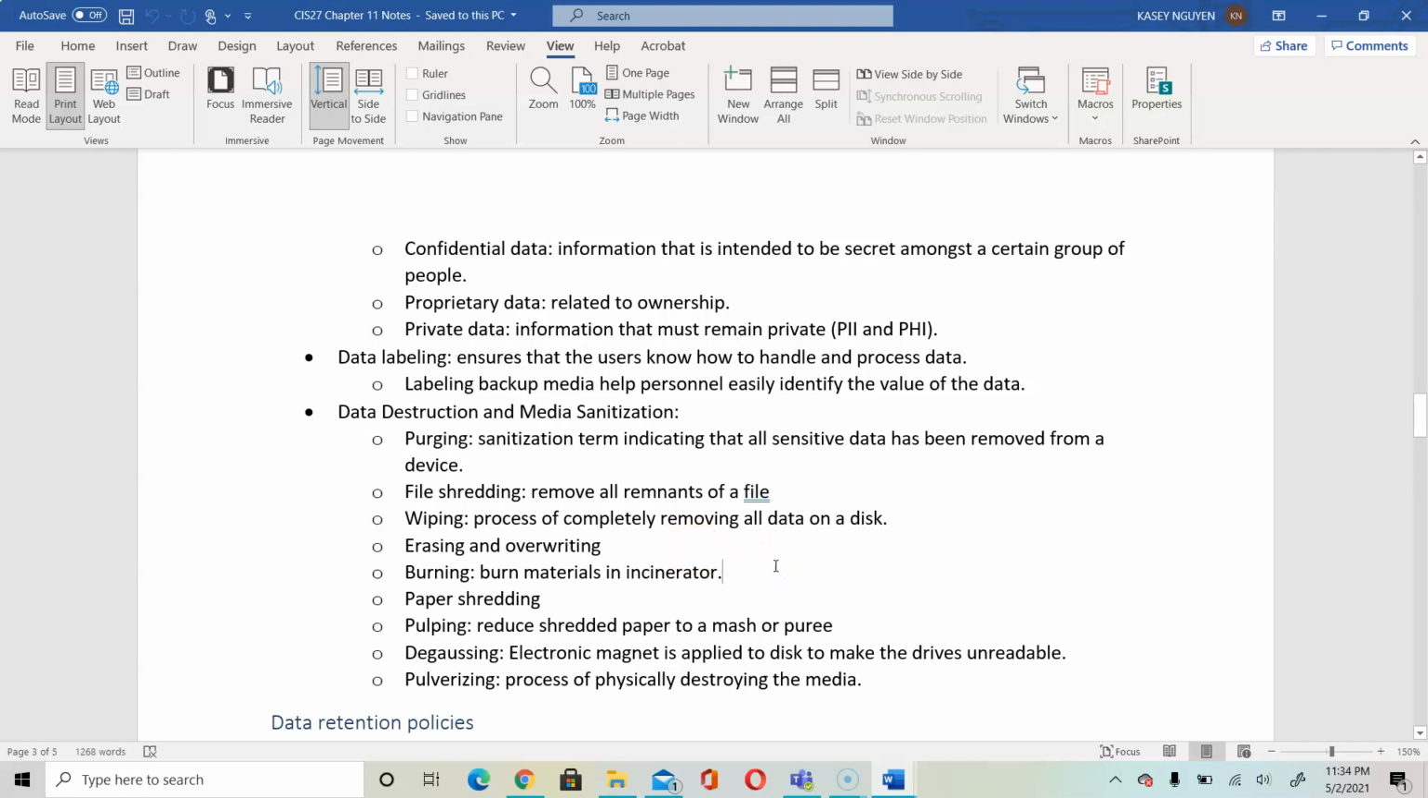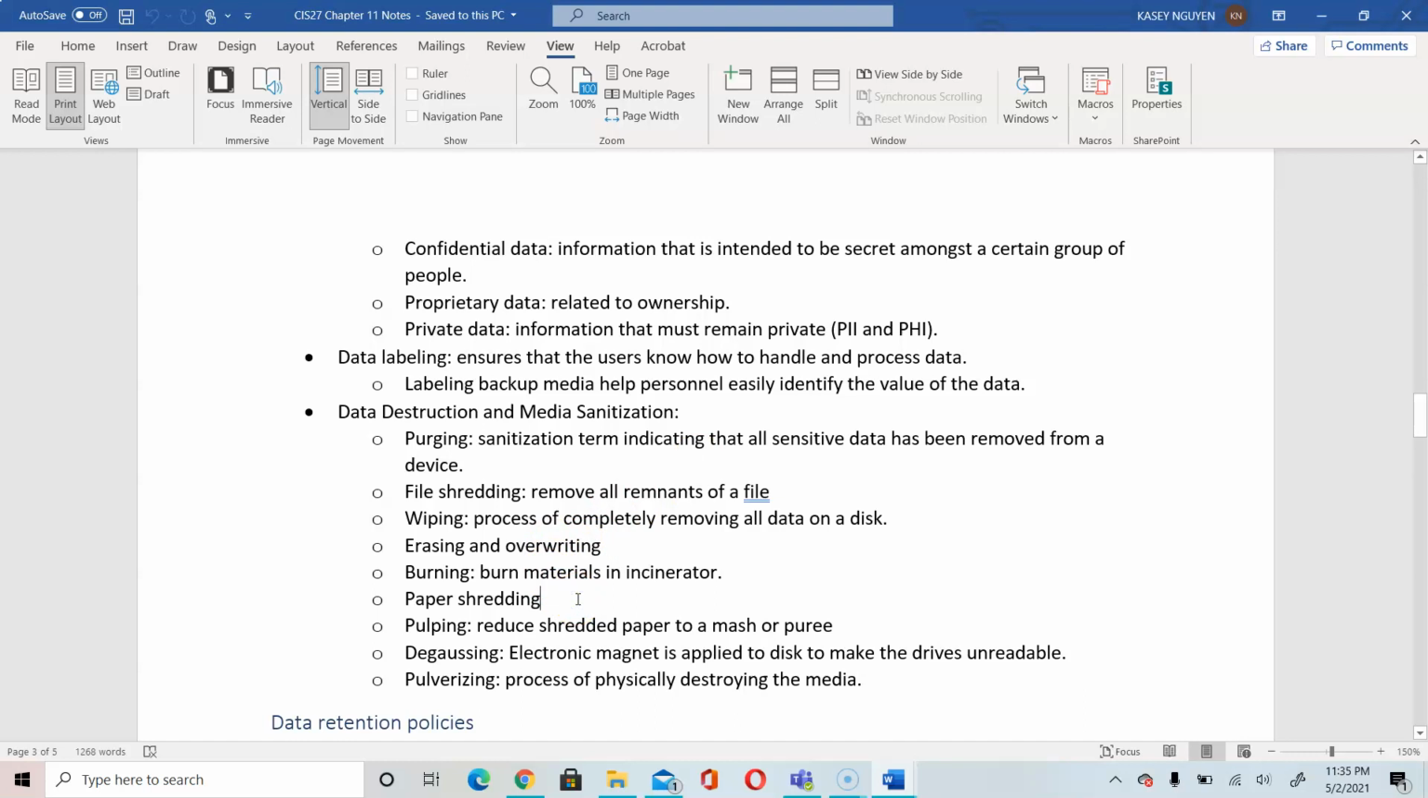Burning is burning materials in an incinerator, and this is a legacy way of doing things where they would throw everything into an incinerator and then it would burn it. But now we have a proper way of punching holes through our disk before we put it into recycling.